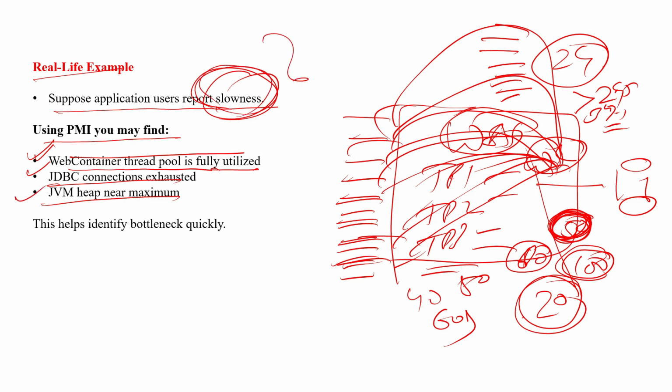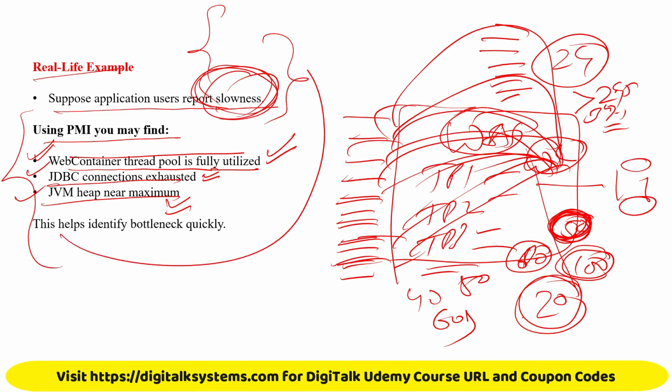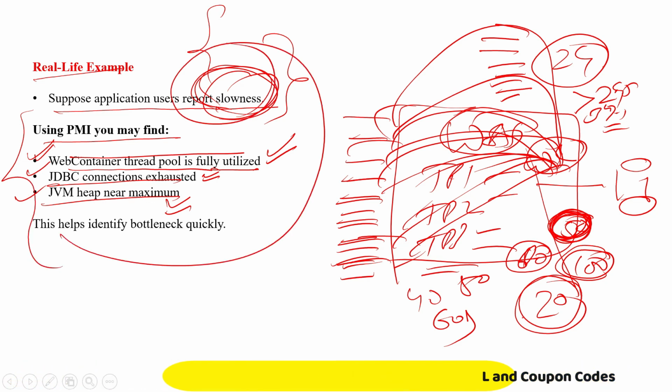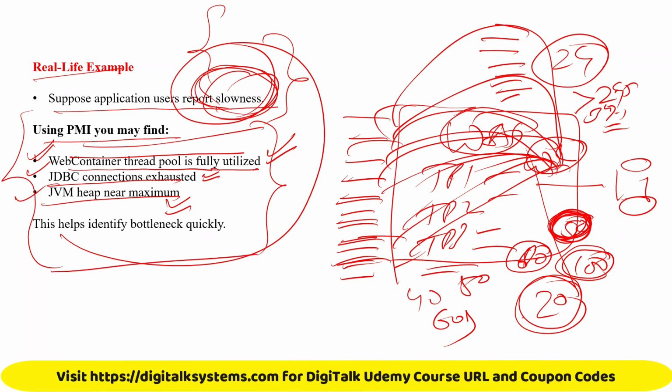So this is one case where users are reporting slowness in the application. You have to check the thread pool size of your web container, the current utilization of the web container, the utilization of your database connections, and the utilization of your heap size. This helps you identify the bottleneck of your problem. So these are the metrics. Now you will understand how important they are, specifically when we are doing different kinds of troubleshooting.